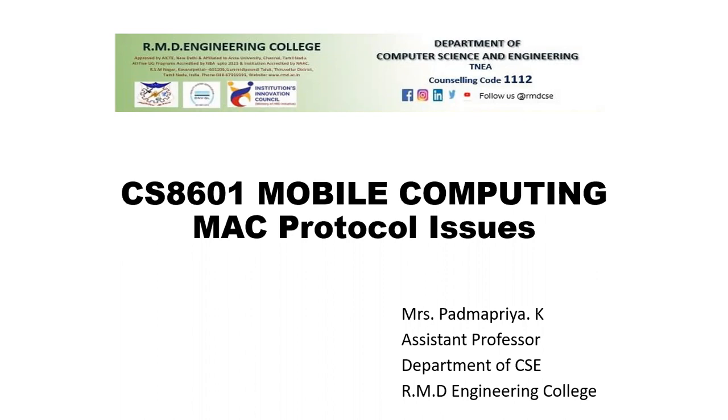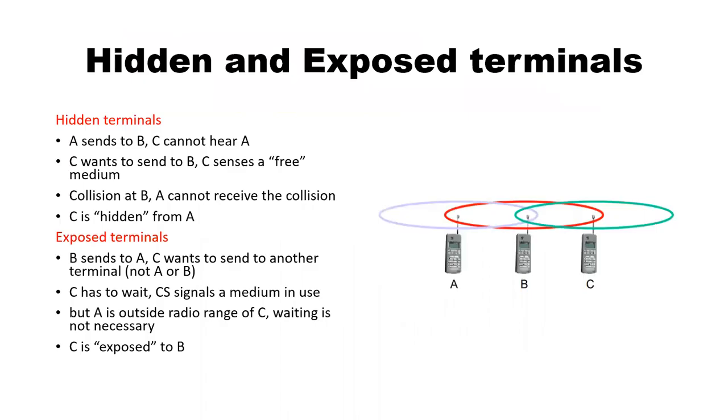Today, we are going to see the topic MAC protocol issues under the subject CS8601 Mobile Computing. So, in MAC protocol, we have these issues: the hidden node problem and the exposed node problem. Hidden and exposed terminals are a very big problem, and we are going to check what this problem is and the solution for it.